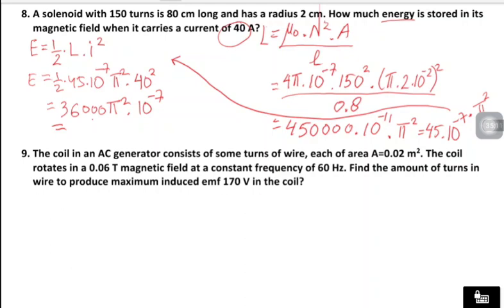Because pi square is close to 10, we can get the value. This becomes 36,000 times 10 times 10 to the minus 7 power. Then we have the final value is 0.036 joule.